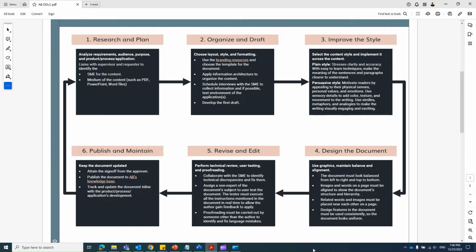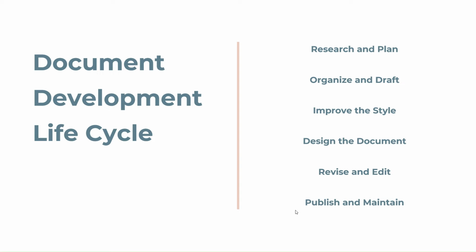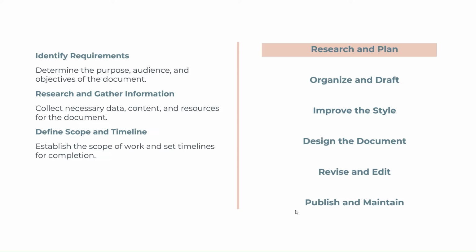Yeah, let's go back. Now let's try to understand each phase from research to publish. Let's start with research and plan. This is also known as analysis phase. You can frame it however you want. This is the starting point, where a writer initiates the process. What is the first step in DDLC? It's not something that as a writer you do, but it is something that you receive.